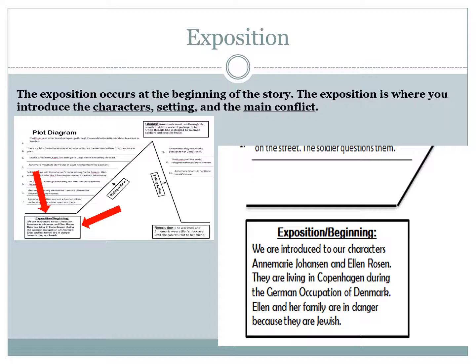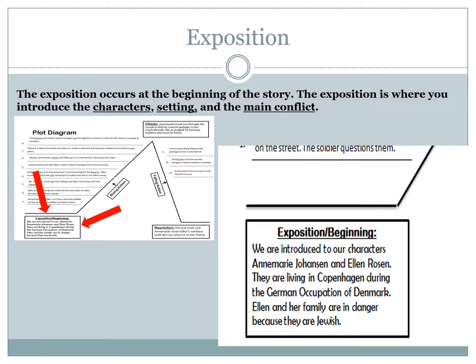Your exposition occurs at the beginning of your story. This is where you introduce the reader to your characters, setting, and main conflict. In the beginning of Number the Stars, we are introduced to our characters Anne-Marie Johansen and Ellen Rosen. We learn that the setting is in Copenhagen during the German occupation of Denmark, and we learn Ellen and her family are in danger because they are Jewish.